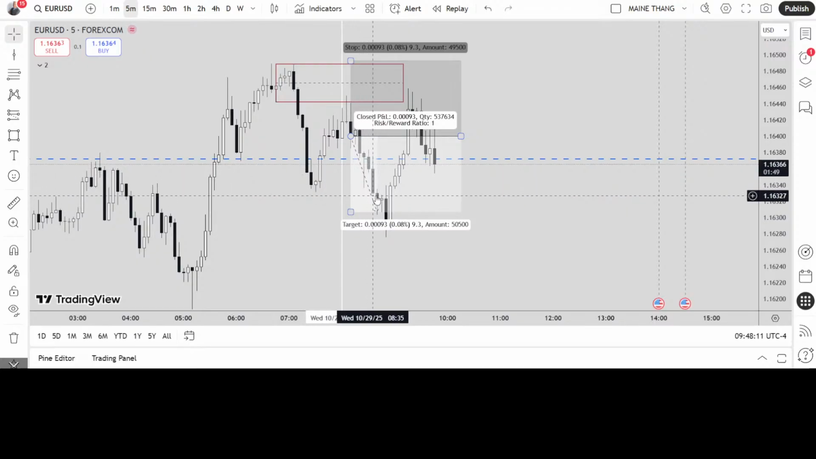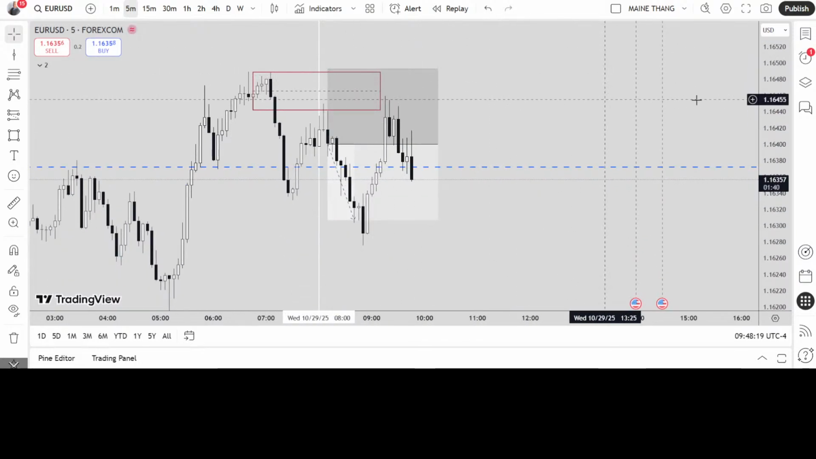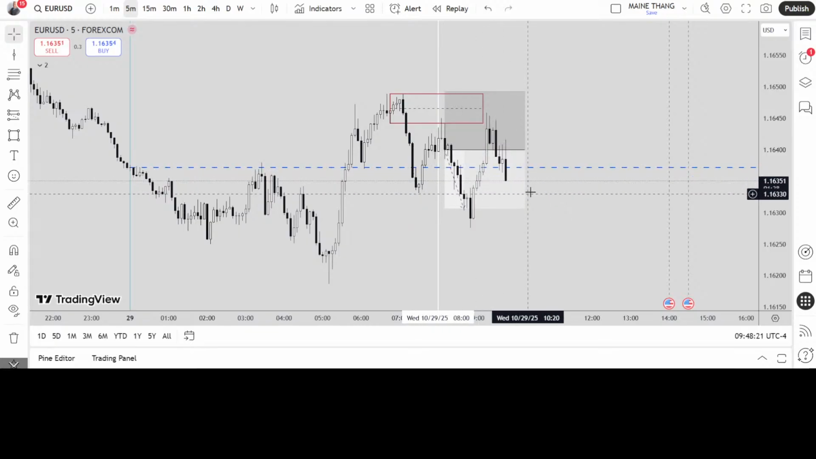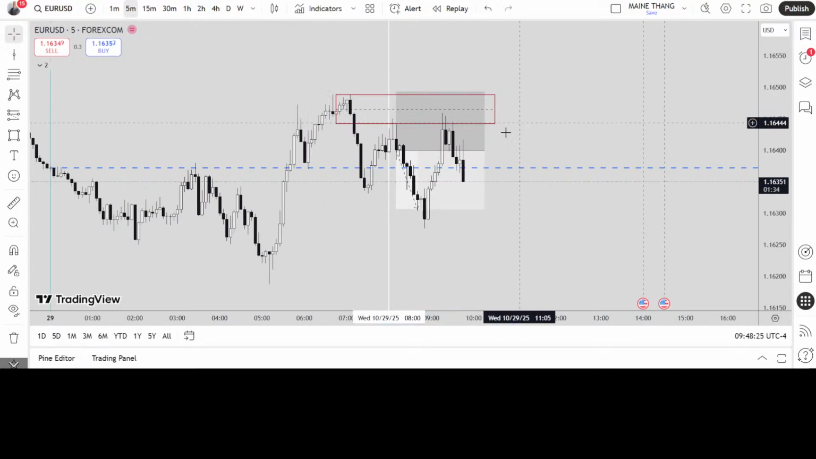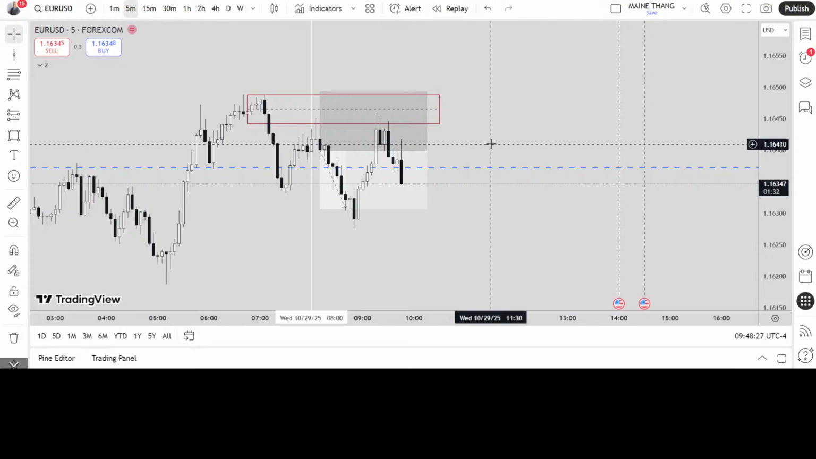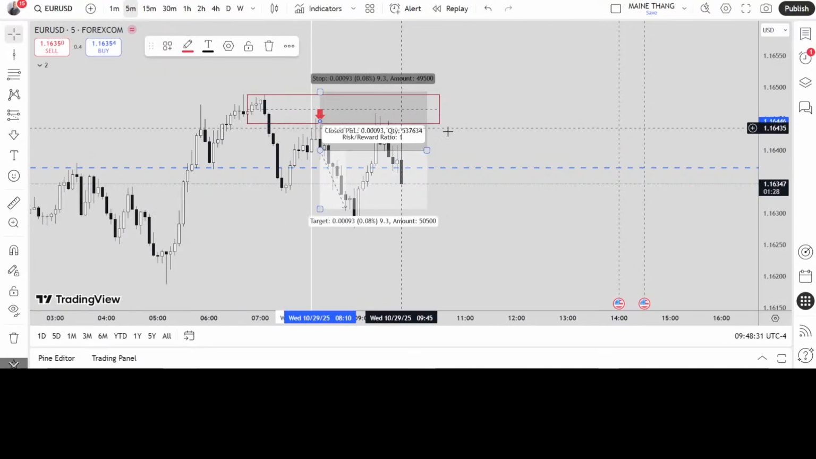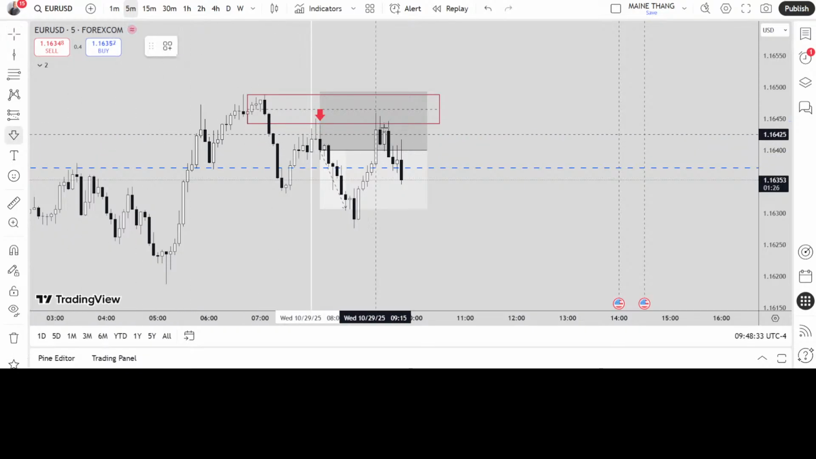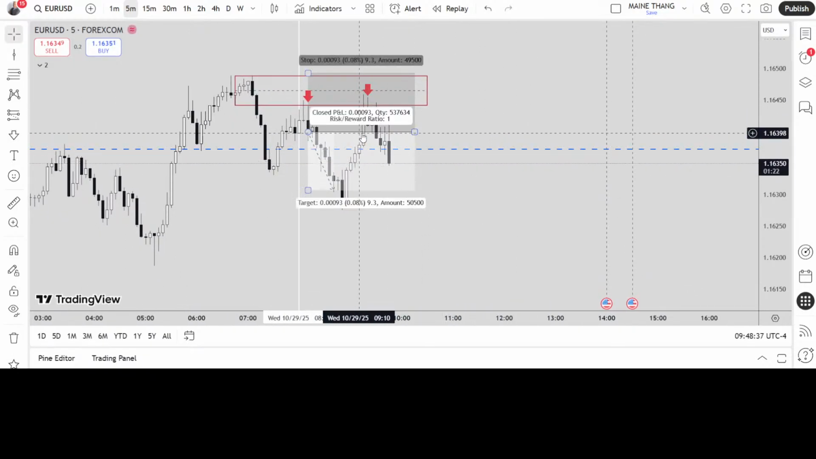So Euro USD would have worked out. Actually, this is not even a large zone. On Euro USD, 10 pips is not a lot. And you had a time you could have entered again. Could have entered on this candle. First entry, second entry, second entry.